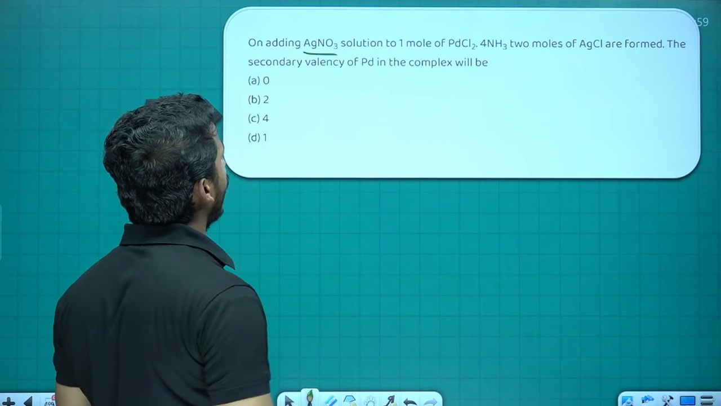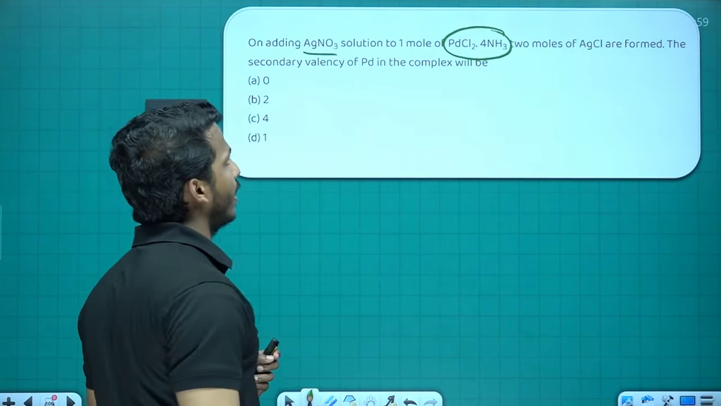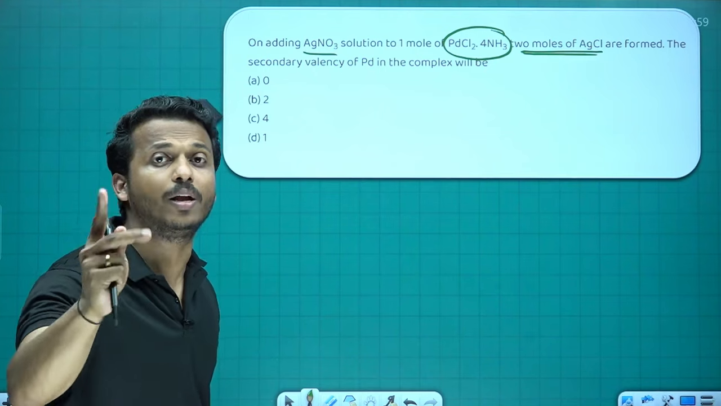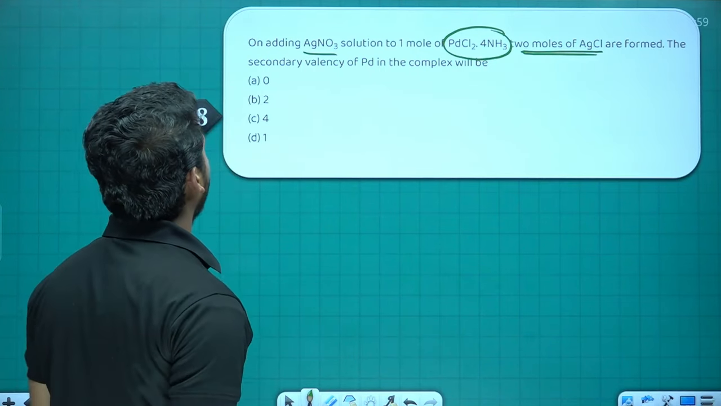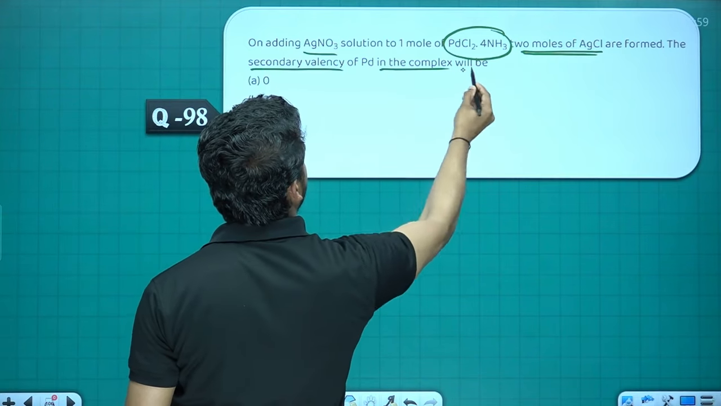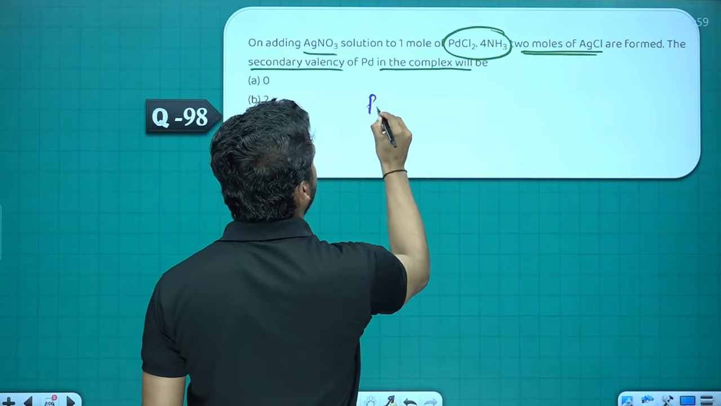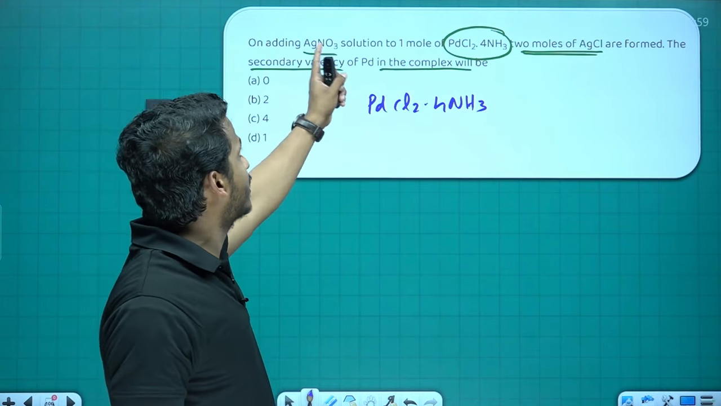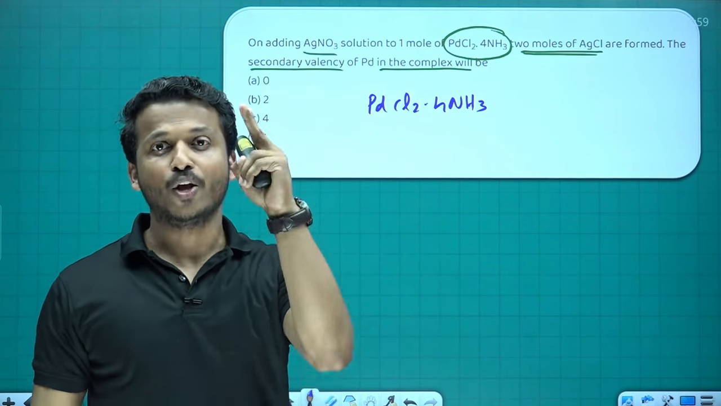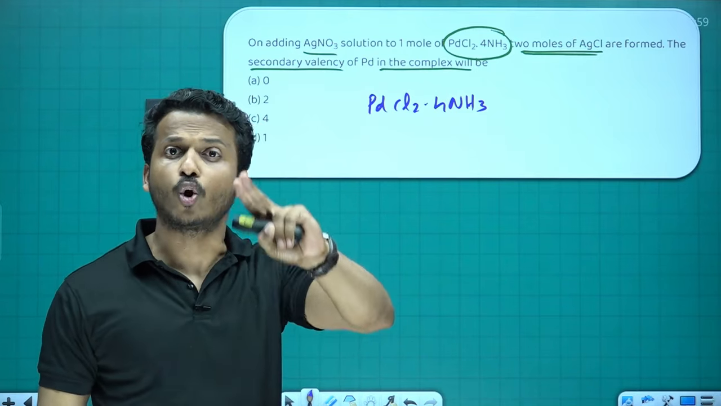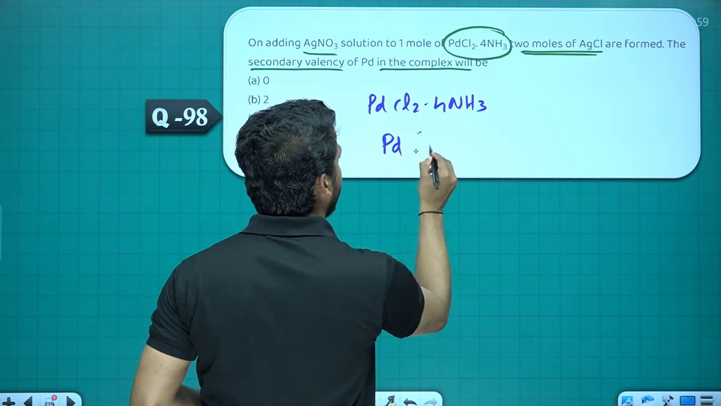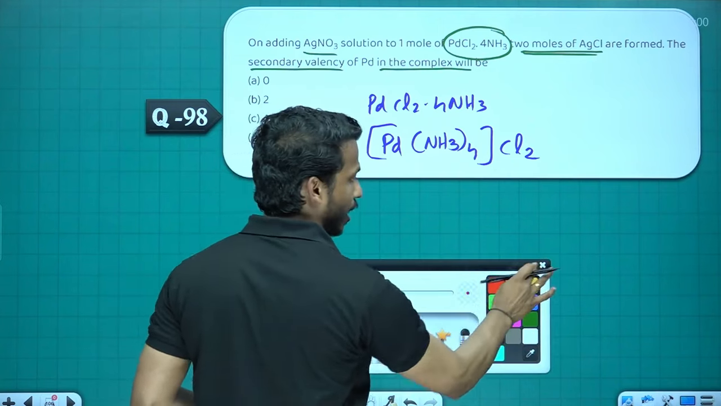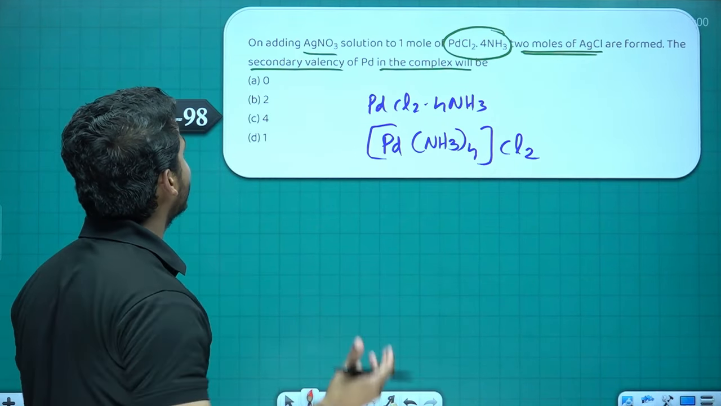On adding silver nitrate solution to 1 mole of the complex PdCl2·4NH3, 2 moles of AgCl form. I told you, 2 moles of AgCl formed means 2 chlorines should be outside. So the formula is [Pd(NH3)4]Cl2, with 2 chlorines outside. Correct?